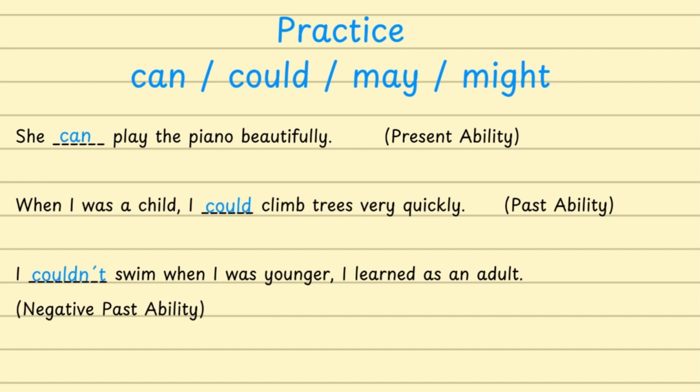I couldn't swim when I was younger. I learned as an adult. Here, the speaker is talking about a specific ability, swim, that they did not have in the past. The speaker acquired the skill later, as an adult.